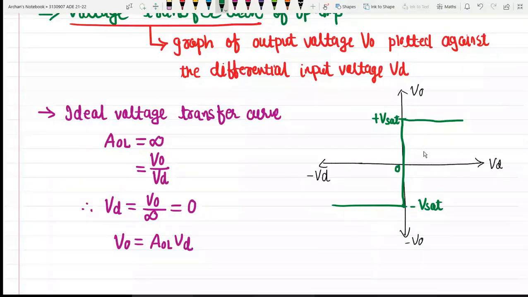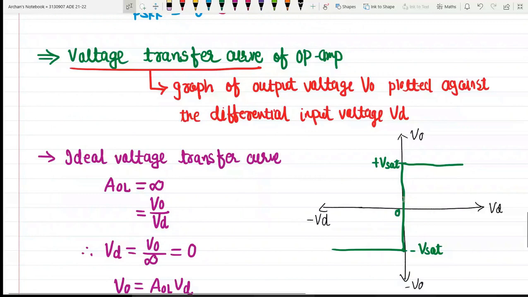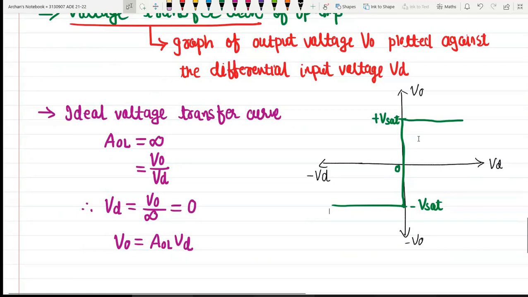So for 0 input, the output of the op amp is always at the saturation level. As we have discussed, the level may be plus Vsat or minus Vsat. Why? Because of the infinite gain. So the voltage transfer curve for the ideal op amp is nothing but a vertical line, as shown in this figure. The ideal range of input for linear operation of the op amp will be equal to 0 in the case of an ideal operational amplifier. But this is not true for the practical value.